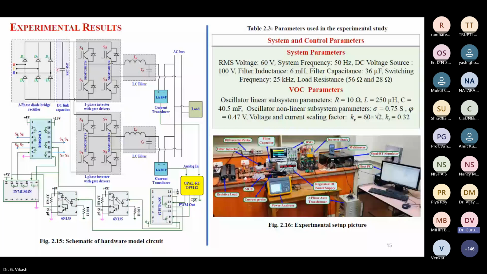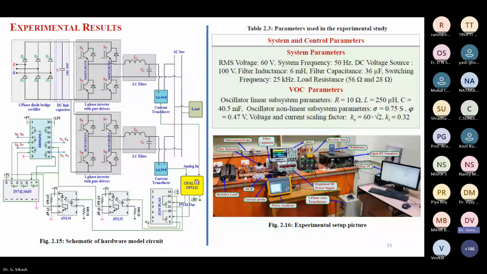In the OPLRT, I have considered two control loops. Okay, two controllers: one VOC controller for inverter 1 and another VOC controller for inverter 2. For each inverter control, I will consider two analog inputs, one analog input for VOC1 and another analog input for VOC2.